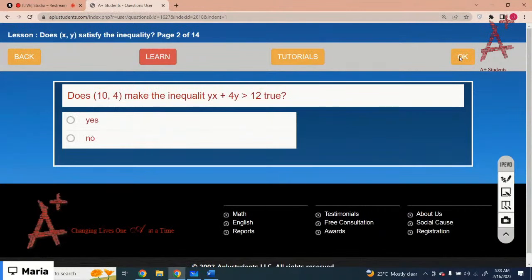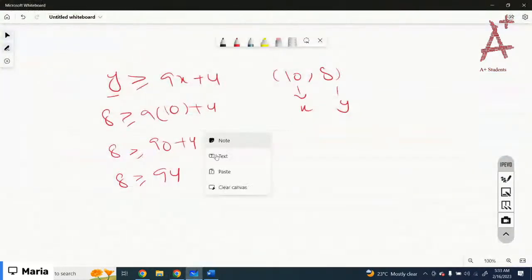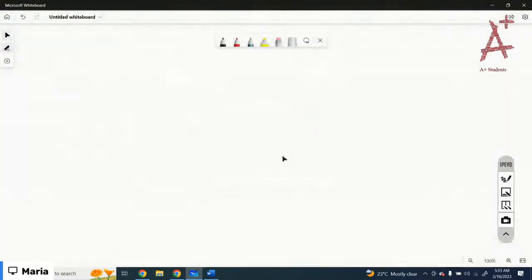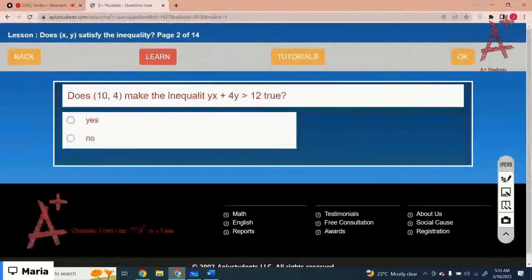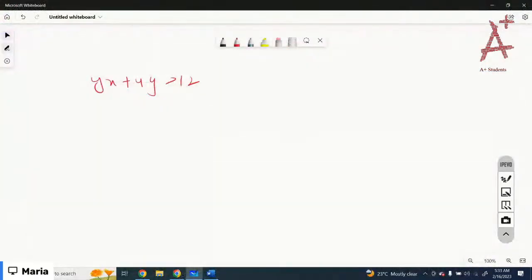Okay, the next one is, does (10, 4) make the inequality true? That's the one I did on the board, I think. Let me just do it again. 4x + 4y greater than 12. The point is 10 and 4. This is x and this is y. Just replace all variables with the values. y is 4, x is 10: 4 times 10 plus 4 times 4, greater than 12.